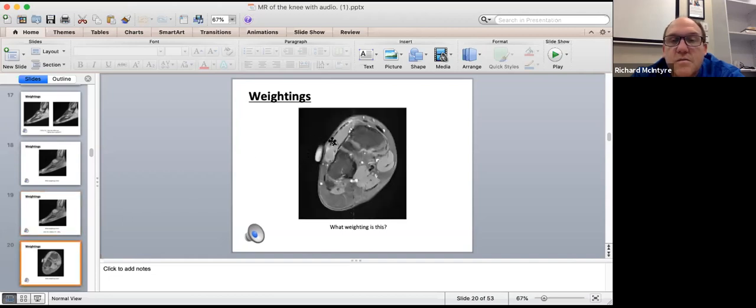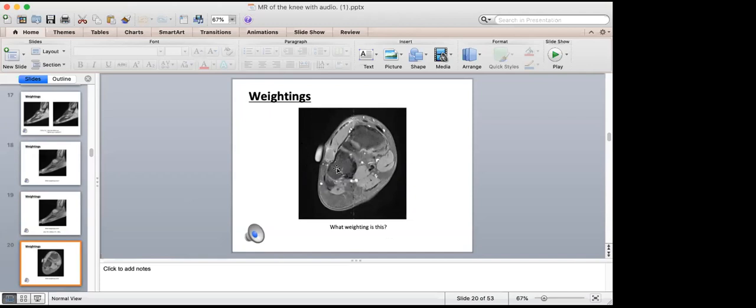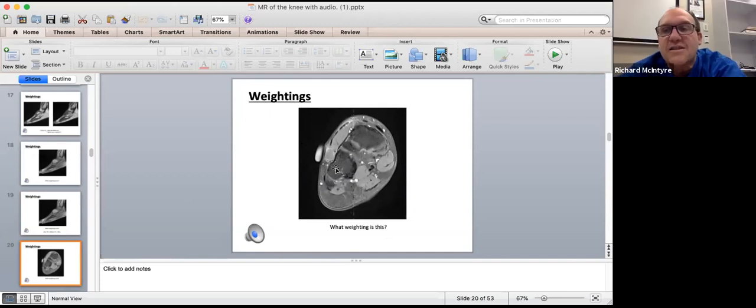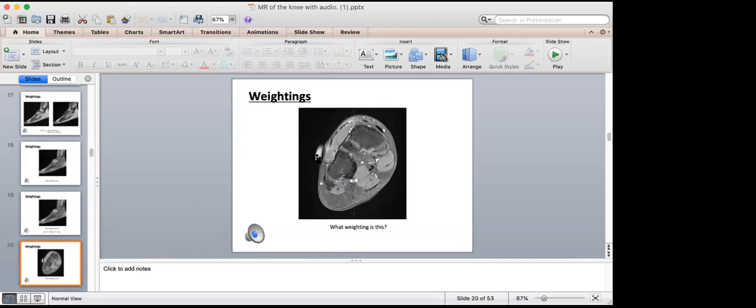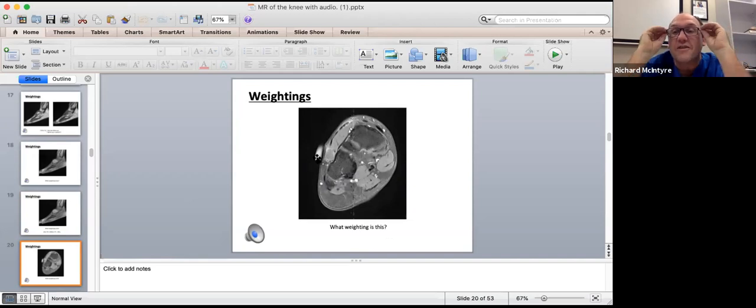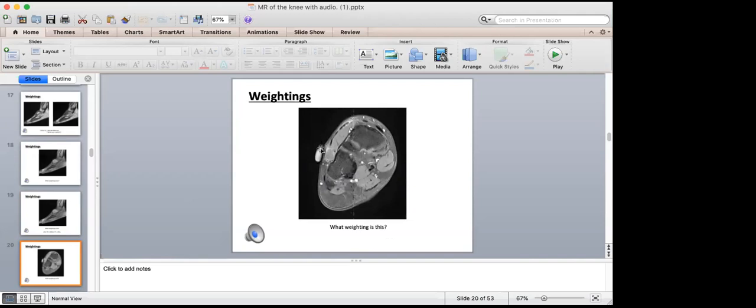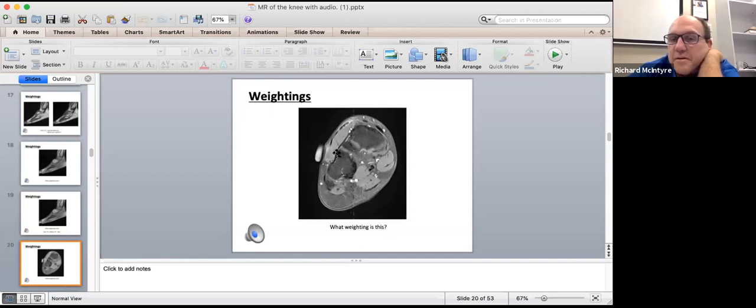What's this? What's that little dot just outside the foot? Anyone have any ideas? Is that a marker? Yes, top of the class. So that's a marker. If a patient's got a lump, they put on a little vitamin E dot, and then if we scan around that dot, we know that's where the lump is.